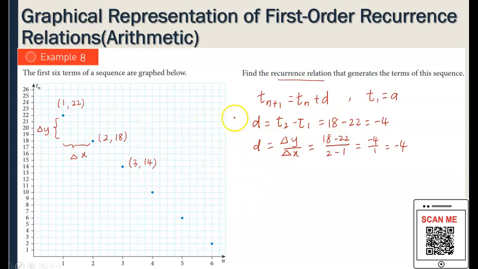So what is the first value? T1 is 22. Let's compile your answer. You are supposed to give the recurrence relation: Tn+1 equals Tn minus 4. And do remember to include the first term, being 22. The answer needed for the recurrence relation is always in two parts, the first mark and the second mark. Remember, your answer must be complete.